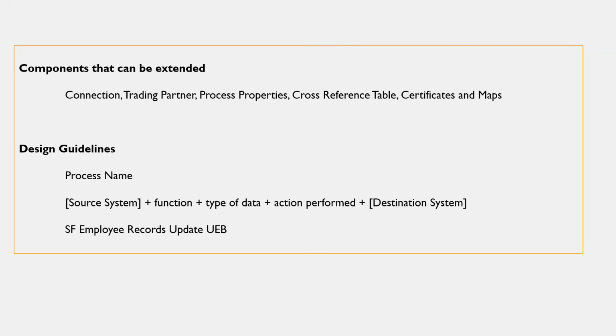And see here, design guidelines. The process name should follow this particular format: source system, function, type of data, action performed, destination system. So it's good to give this particular format so it will be easy to understand. So source system SF, function we are referring to employee records, action performed is update, and then the destination system. So you need to provide this kind of format. This is one best design guideline. Right?